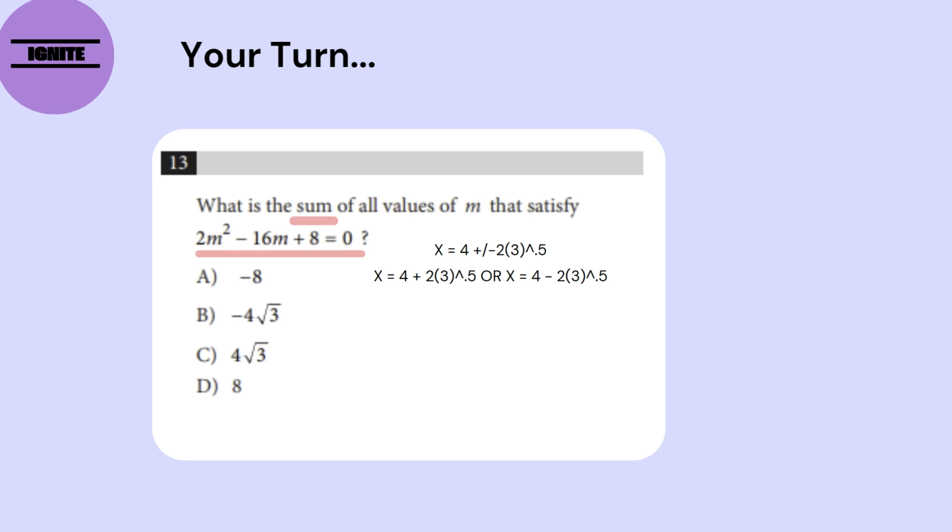So let's see what we do. Let's continue, and we want to sum these answers together as per the question. When we add them together, we notice that the 2 root 3's actually cancel out each other, and we're left with just 8. Now that we're left with just 8, that is the answer that we have.